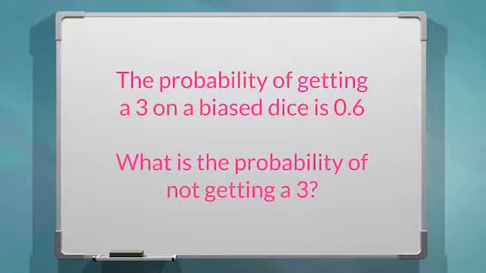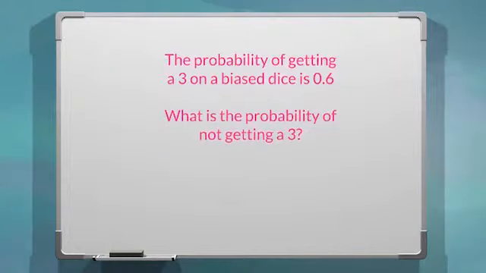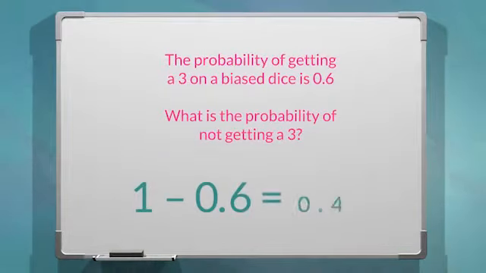Anyway, back to the question. Hopefully you've remembered that probabilities always add up to 1. Therefore, the probability of not getting a 3 is found by doing the sum 1 minus the probability of getting a 3. So this is 1 minus 0.6, which makes 0.4.